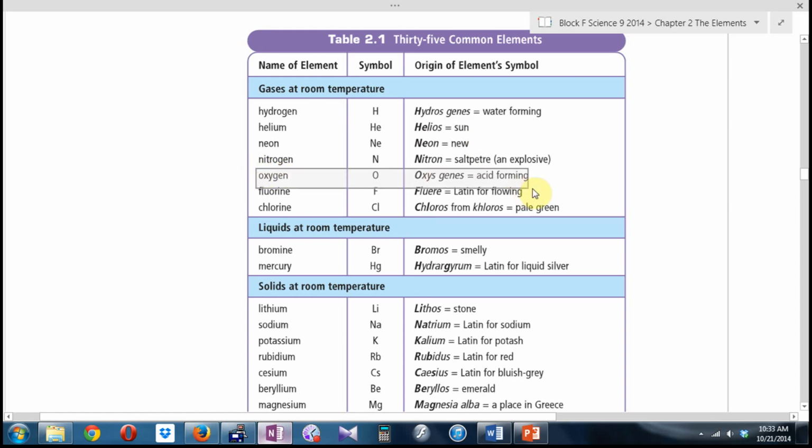Oxygen came from the word oxys genus, which means acid forming. Really? Oxygen forms acid? It does in the right conditions, yeah. It's called oxidization.